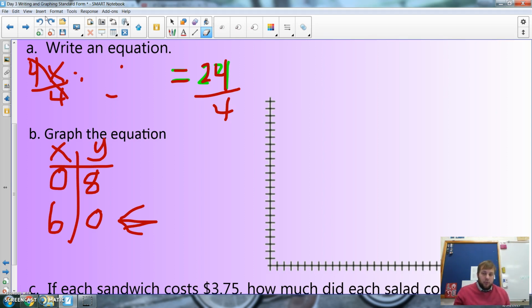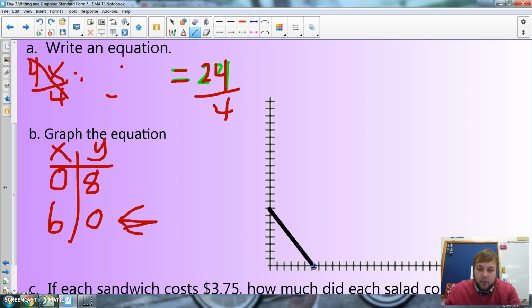So I'm going to plot these 2 points out. I'm going to do them on this because my little notepad is a little off. I'm going to choose green here. So I need to go to 6, 0. So 6, 0 is going to be located at 1, 2, 3, 4, 5, 6. That's 6, 0. And then 0, 8 is 1, 2, 3, 4, 5, 6, 7, 8. Right there. Draw a straight line. And there I am all graphed out.